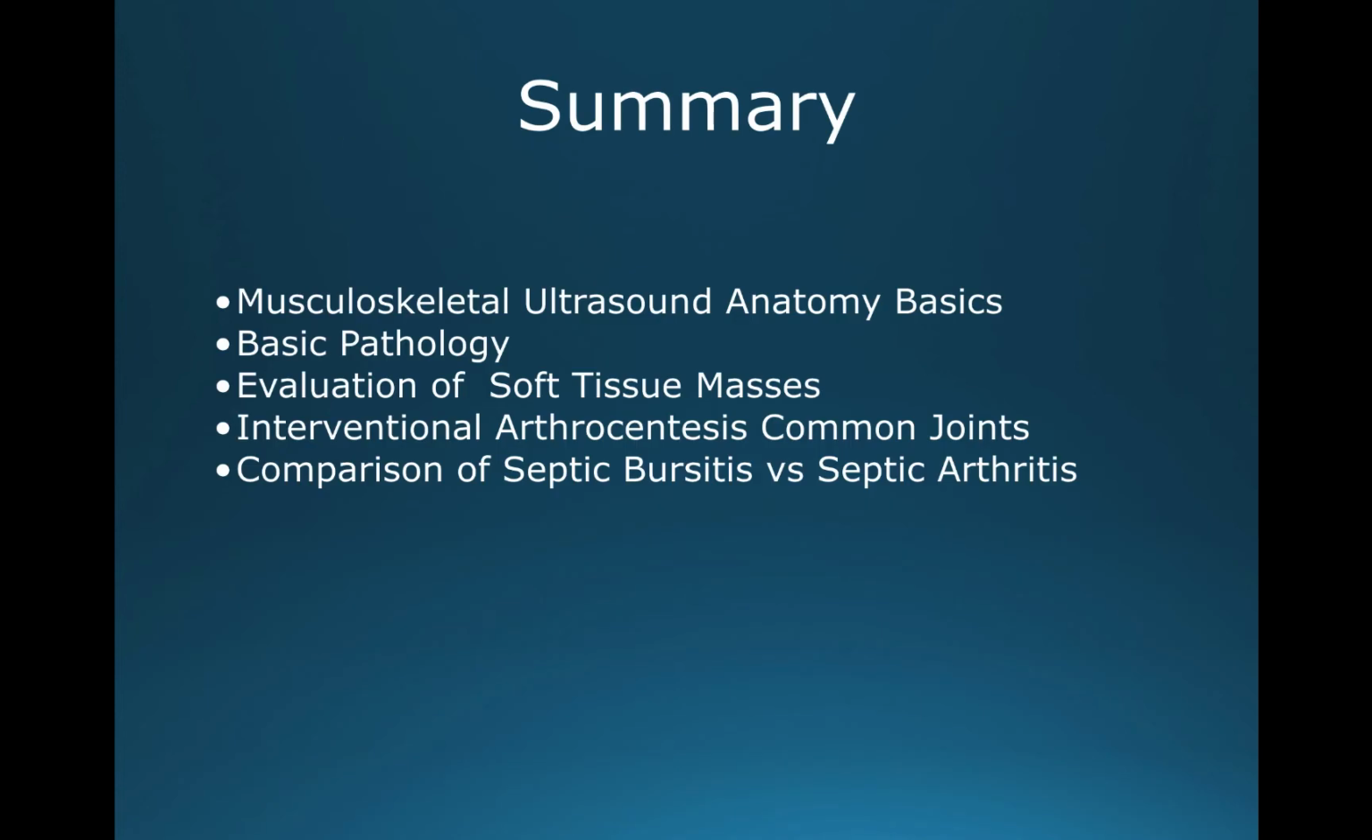So, summary: musculoskeletal ultrasound anatomy, we went through our basics. We went through basic pathology. We also went through an evaluation of some soft tissue masses. We also went through some interventional arthrocentesis of some common joints, and went through some common comparisons of septic bursitis versus septic arthritis. I think the most important thing to remember from a critical care standpoint is the physical exam for septic bursitis versus septic arthritis.